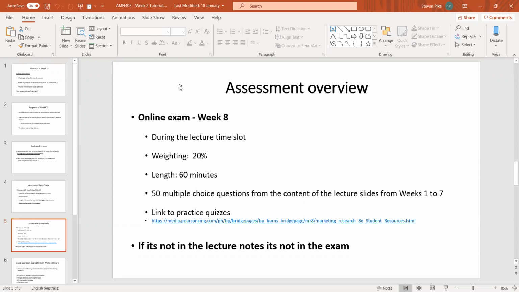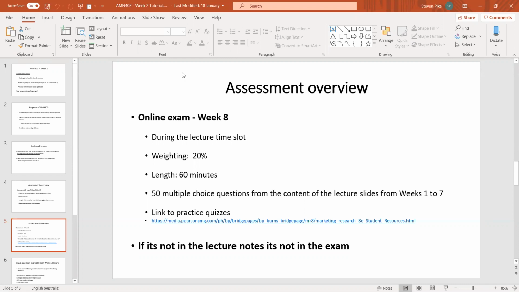Now, Pearson, publishers of the textbook, have a wonderful online resource where you can go to practice quizzes for each chapter, and that's an opportunity for you to revise closer to the exam date and test your knowledge. I don't use those questions from that test bank in my exam, but it is a good learning resource for you.